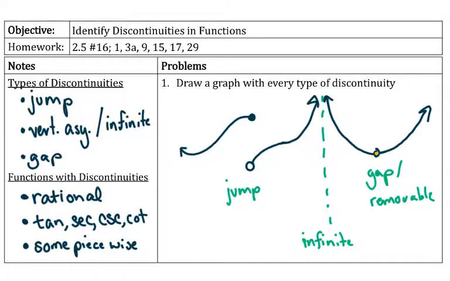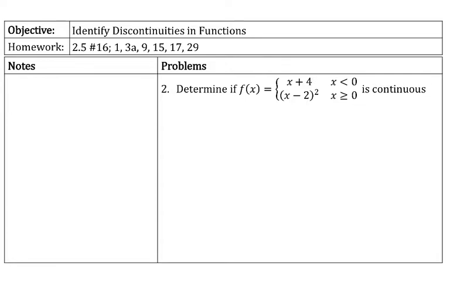So now that you've seen the types of discontinuities, you are going to be asked if things are continuous or not. And this will often be with piecewise functions, because some of them are continuous and some of them aren't. So here we have a piecewise function that says it's going to be x plus 4 if x is less than 0, and (x minus 2) squared if x is greater than 0. So one thing you can do is, since these are both polynomials, we know that everything in this graph is continuous because this is a lovely, nice line.